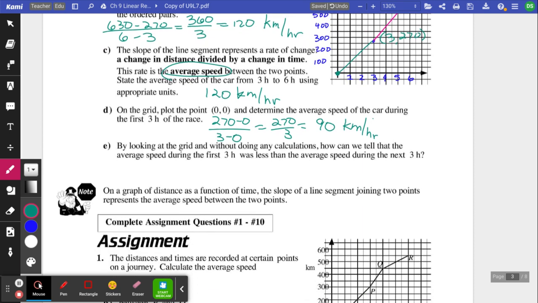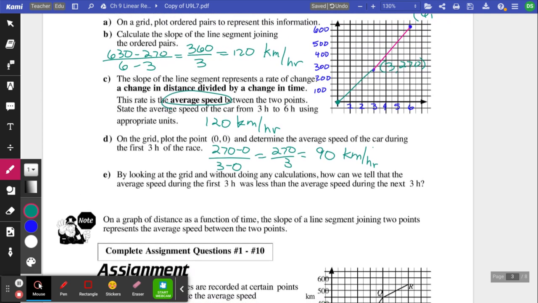And it says, by looking at the grid without doing any calculations, how can we tell the speed during the first 3 hours was less than the average speed during the next 3 hours? Just by looking at your picture, can you tell? How can you tell? It's just a little less steep, right? It's a little less steep on that first. So we're just going to write that. It's less steep. Okay. I'm done. Nothing new today at all. Just translating what we've already learned and putting it in the context of a question. Okay?